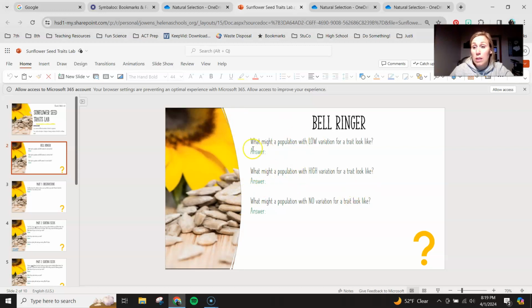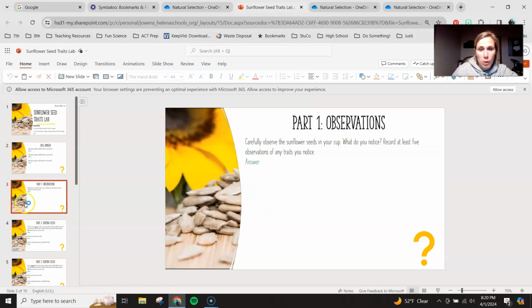You could also go into the sim for this, and you could mess with variation on maybe the little australopes and see, hey, this is a histogram for low, high, and no variation. That would help you out as well. Okay, once you guys are done with that, you can unpause this video and we'll move on to part one.